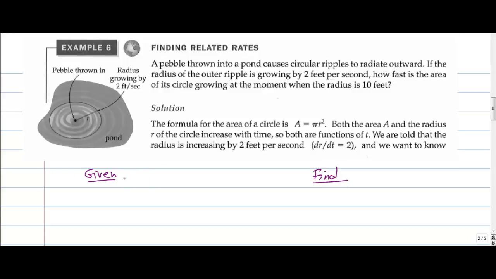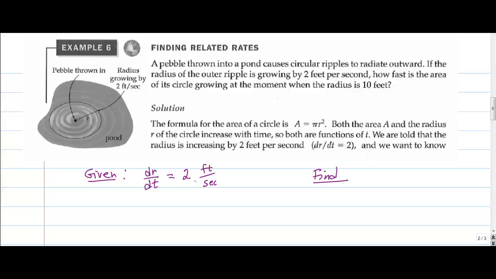So given is, they tell us the radius of the outer ripple is growing by 2 feet per second. So that's the rate of change of the radius. So 2 feet per second, right? That's dr/dt. That's 2. And then the units will tell you where things go. R is measured in feet. T is measured in seconds. So it's feet over seconds, dr over dt.